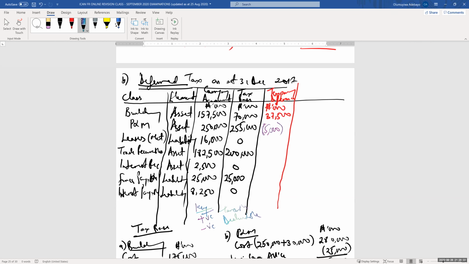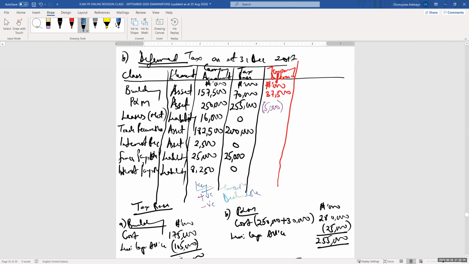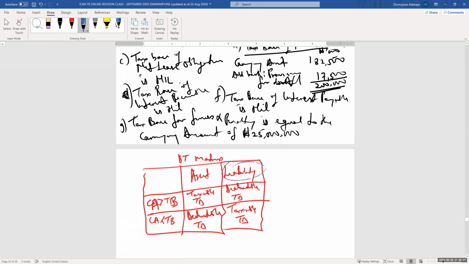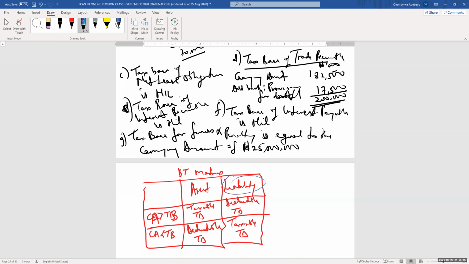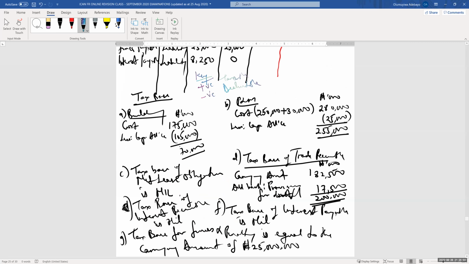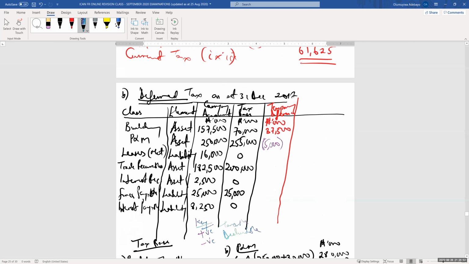Now for lease, the carrying amount of liability is greater than the tax base. Is it taxable or deductible? Let us come back to our matrix. Liability, this liability, the carrying amount is greater than tax base, therefore it is deductible. Can you see it here? Therefore, I come here, that's another deductible, 17,500 of 16,000.